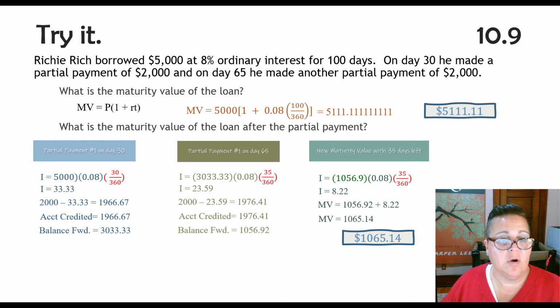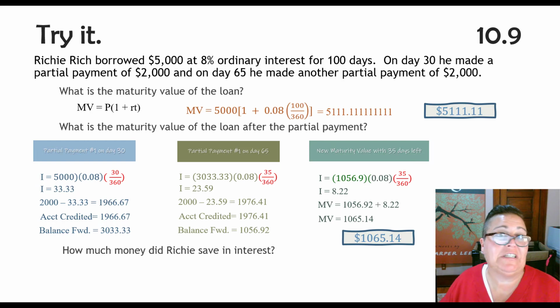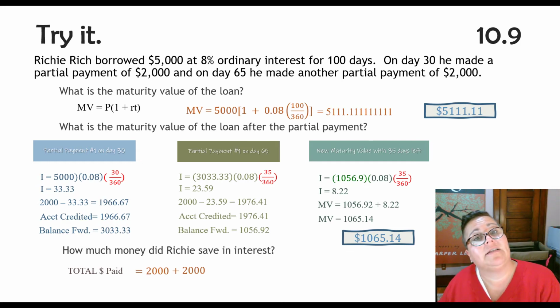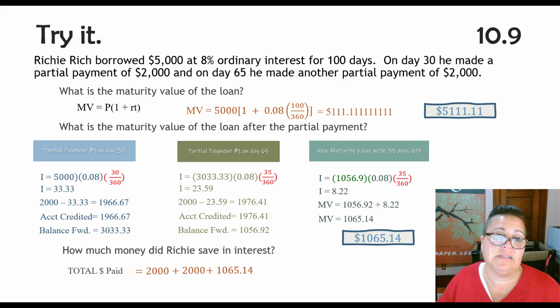All right, so the question is, how much money did Richie save in interest? We know that the total amount that Richie paid is the $2,000 plus another $2,000 in the second payment, plus then the remaining balance for the maturity, which is $1,065.14. So Richie paid a total of $5,065.14.